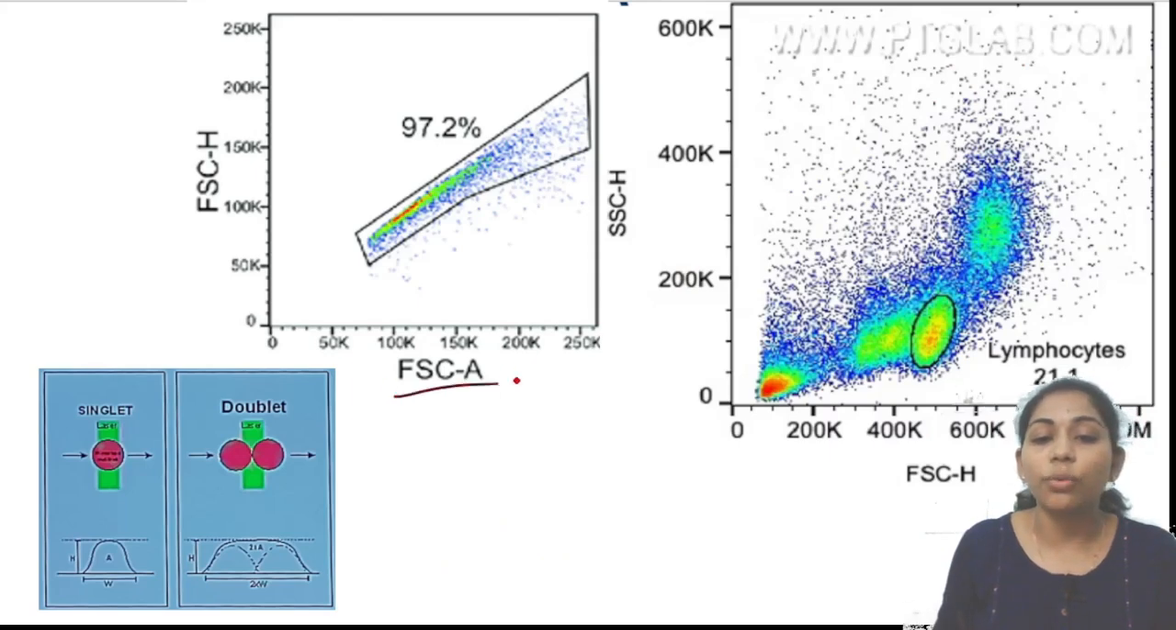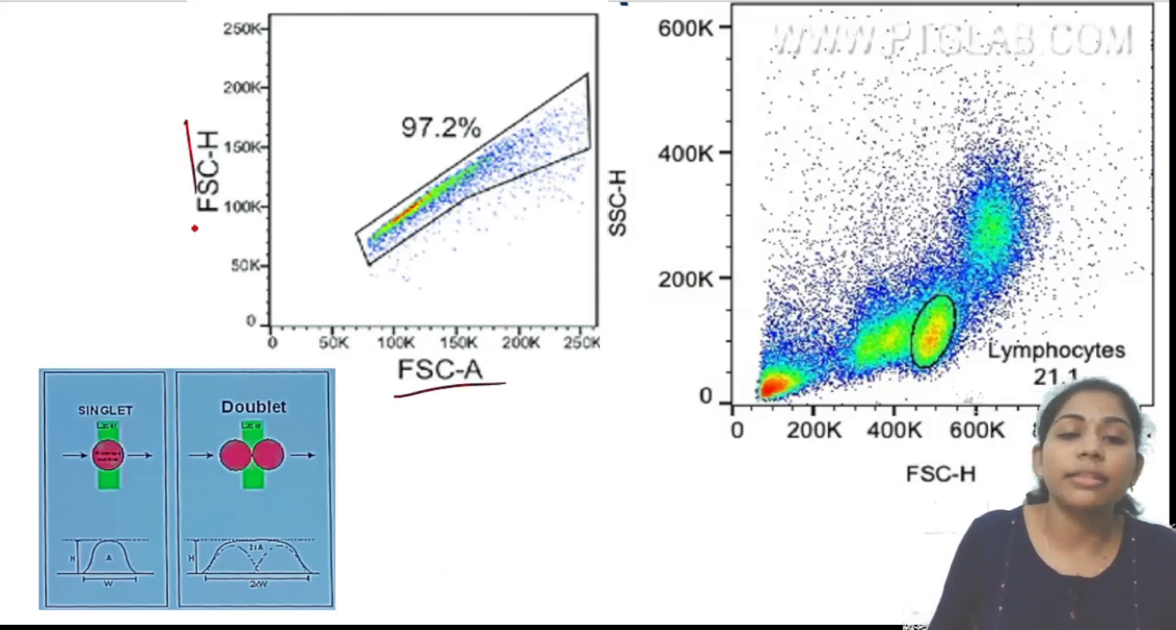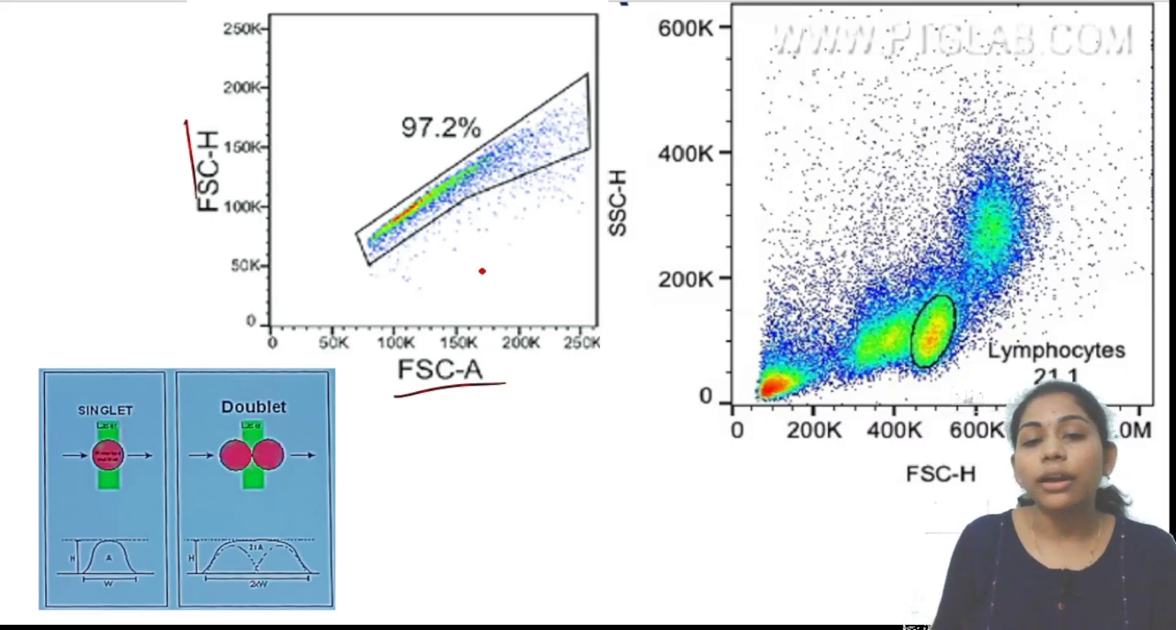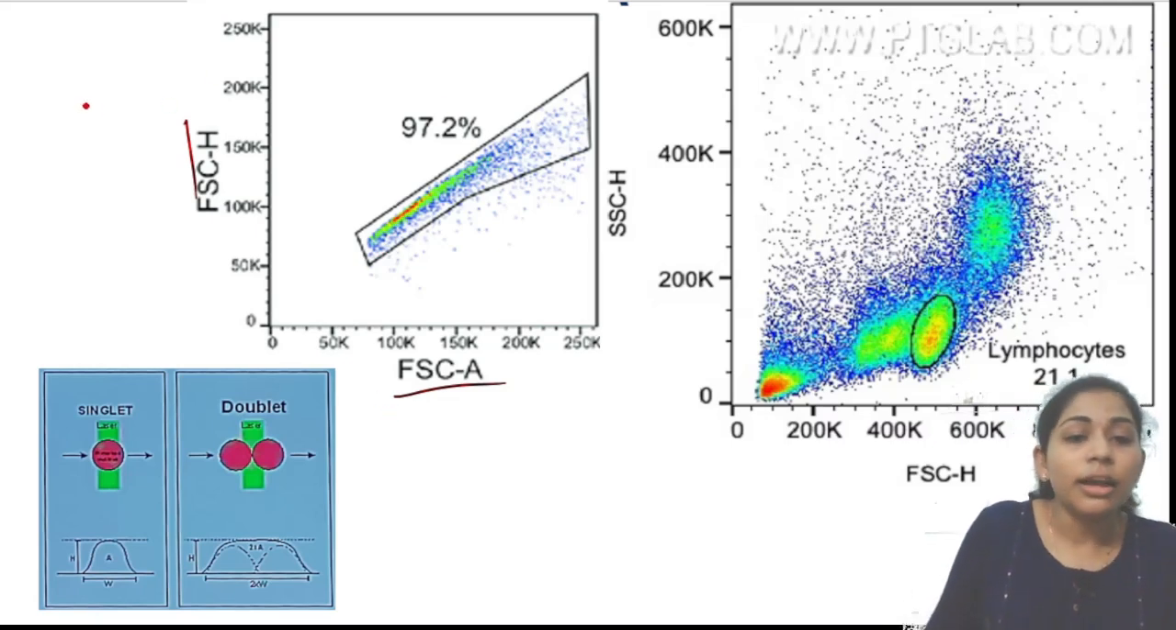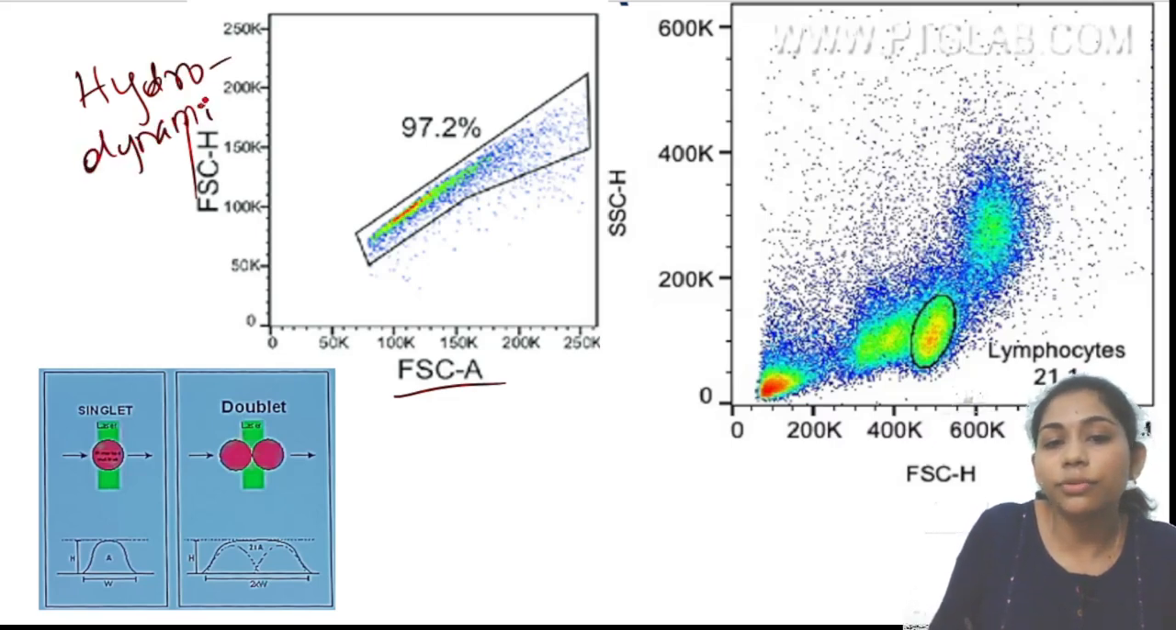This plot is plotted again, forward scatter area versus height. What does this plot indicate? This plot shows the singlet population. We already discussed that there is a principle for this. What is that? Yes, hydrodynamic focusing. What is that? We will discuss it now.